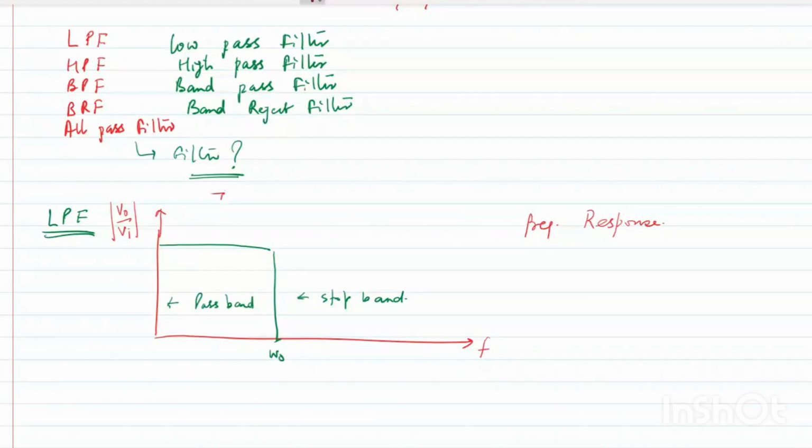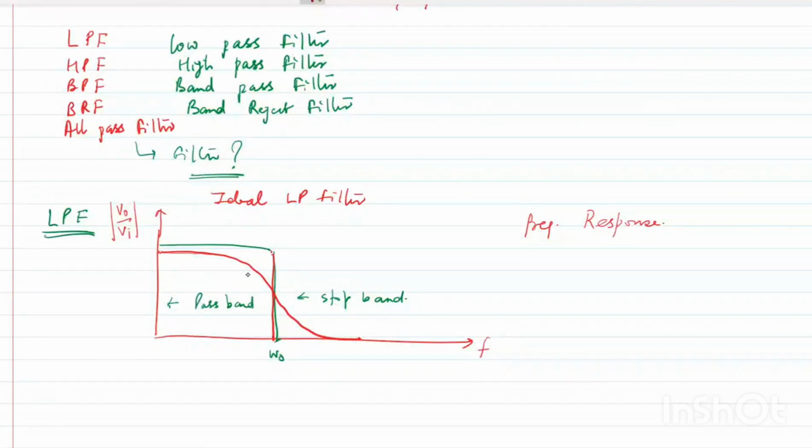This is not possible in practice, that we can get this sharp cutoff. It will not suddenly become 0 after omega naught. So the practical filter is like this. That means the gain is not constant for the pass band. It will be constant for some time and then it decreases and goes to 0.